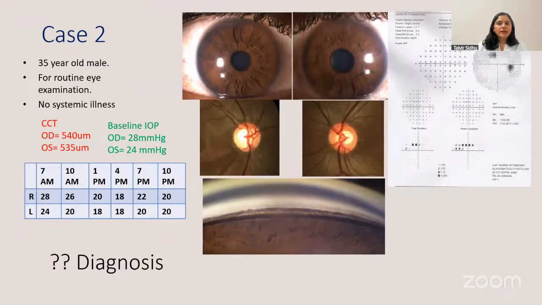So this is the second case. In the second case, Dr. Ashwita, would you like to comment, please? This is a 35-year-old male who has come to you for routine eye examination, and the pressures of this person is 28 and 24, and we have gotten a diurnal variation done. So the highest pressures are actually in the morning, that is 28 and 24.